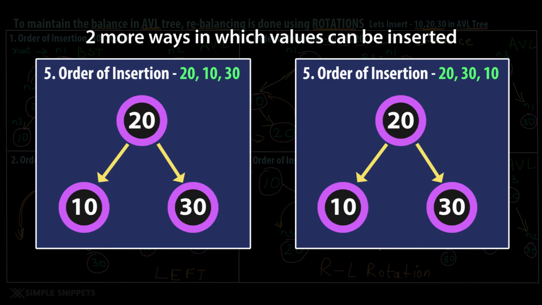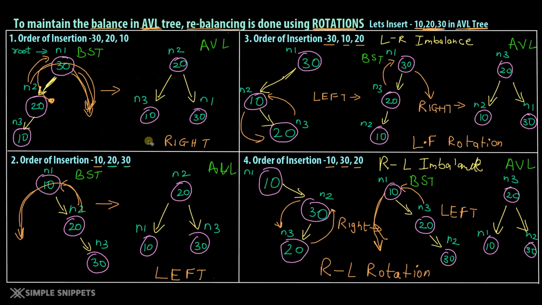If the order is going to be 20, 30 and 10 or 20, 10 and 30, in both cases we are going to result with the same structure, which is going to be a balanced binary search tree, hence it is directly an AVL tree, and that's why it does not require any rotations. So that is the reason why we considered these four scenarios. Alright, so this was AVL tree and the different rotations that are used to do the rebalancing in case a binary search tree becomes imbalanced.